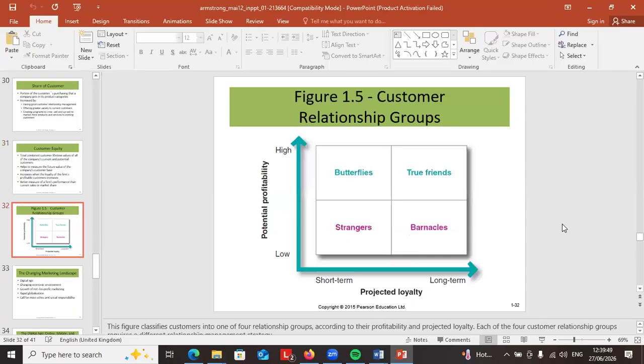Now, let's look at the various customer relationship groups, as can be seen in this diagram. Of course, the figure classifies customers into one of four relationship groups according to their level of profitability and projected loyalty. Each of the four customer relationship groups requires a different relationship management strategy.